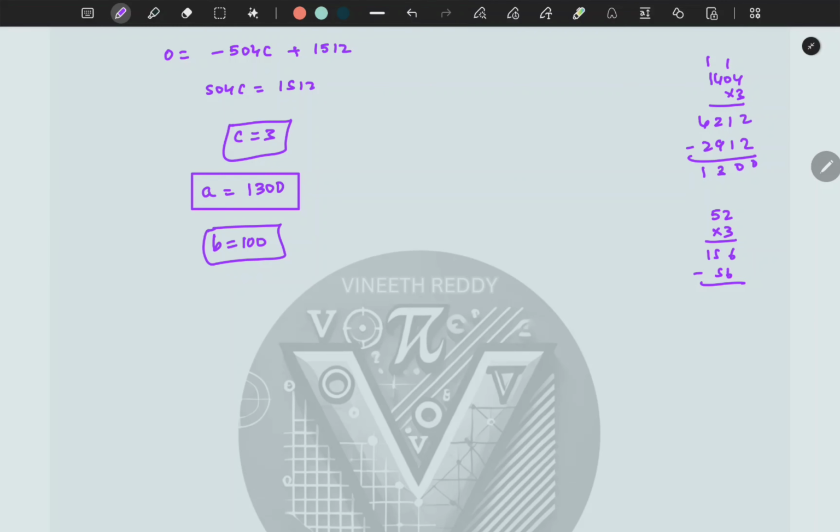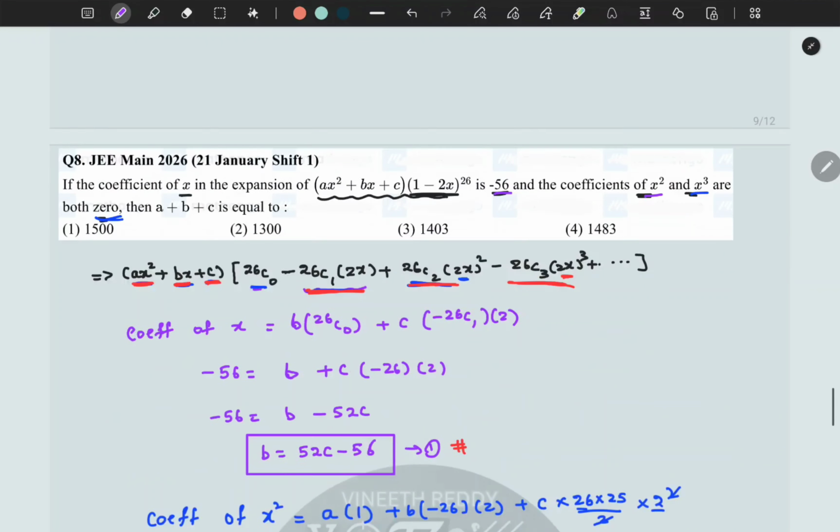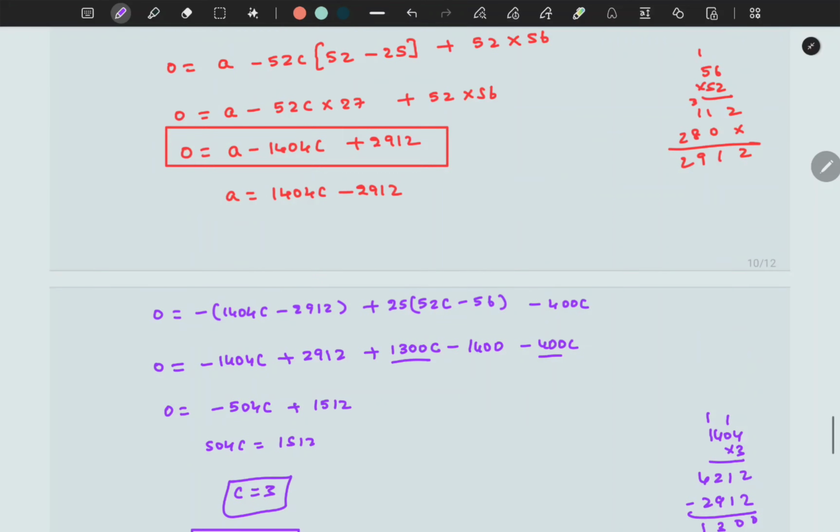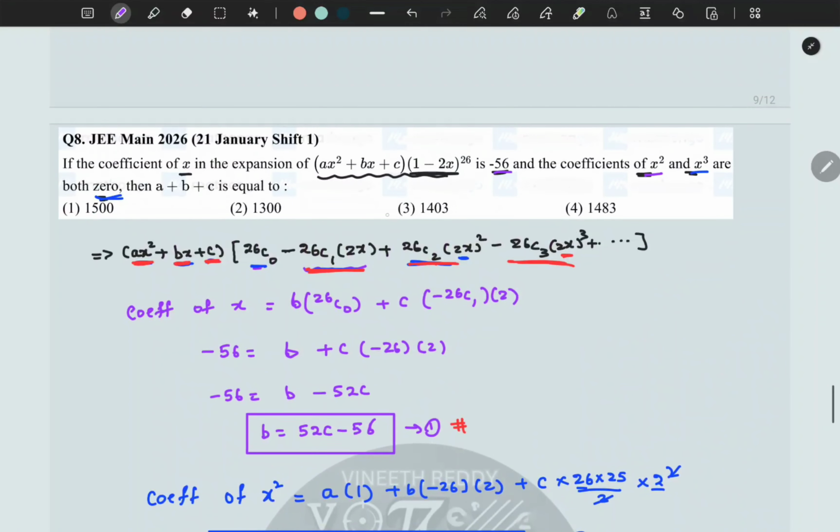Yes, students. So what is he asking us? He is asking us to find the value of a plus b plus c. So a plus b plus c will be 1300 plus 100 plus 3, so it should be 1403. Do we have that? Yes, option 3 indeed is correct. Finally, we got the answer as 1403.